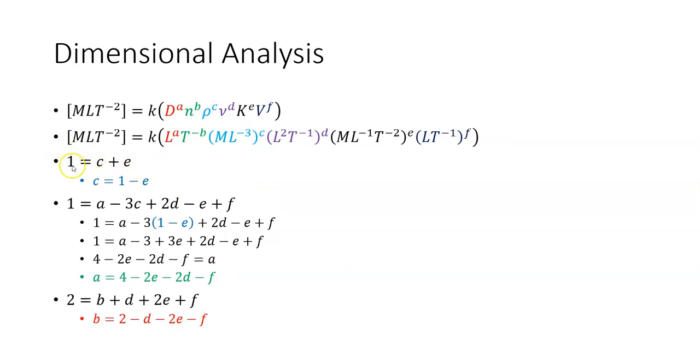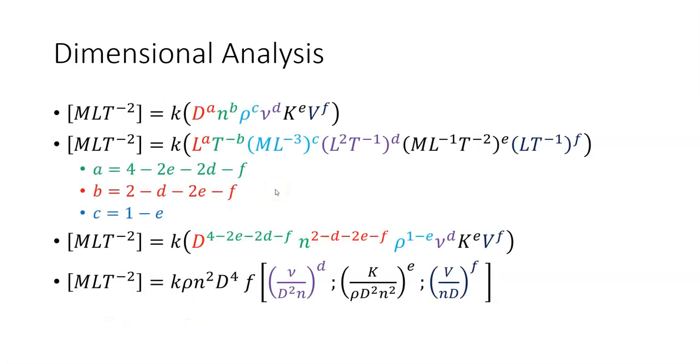So that was my expression from the m coefficients, and I've just rearranged that to get a value for c. And this was my expression for the L coefficients, and I've just rearranged that to get a value for a. And this was my expression for the t coefficients, and I've just rearranged that to get a value for b. And I'm going to substitute these back in here for a, b, and c.